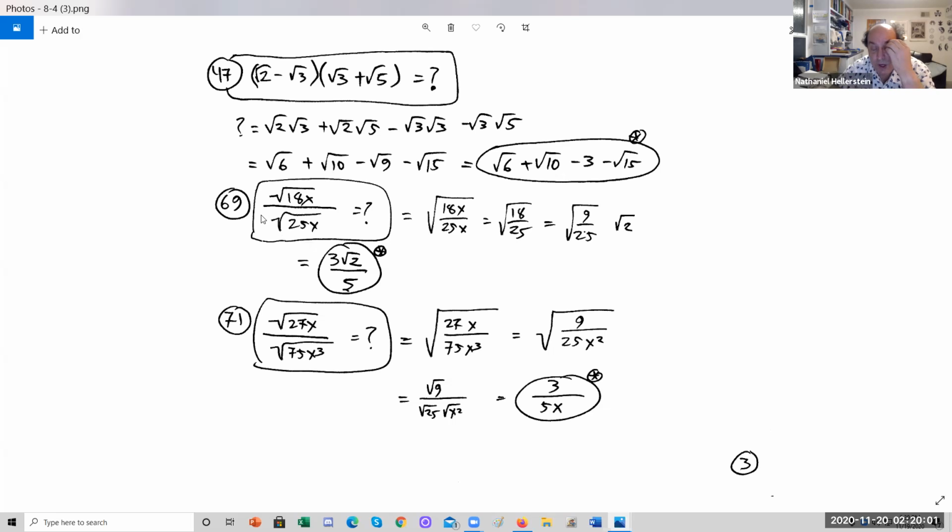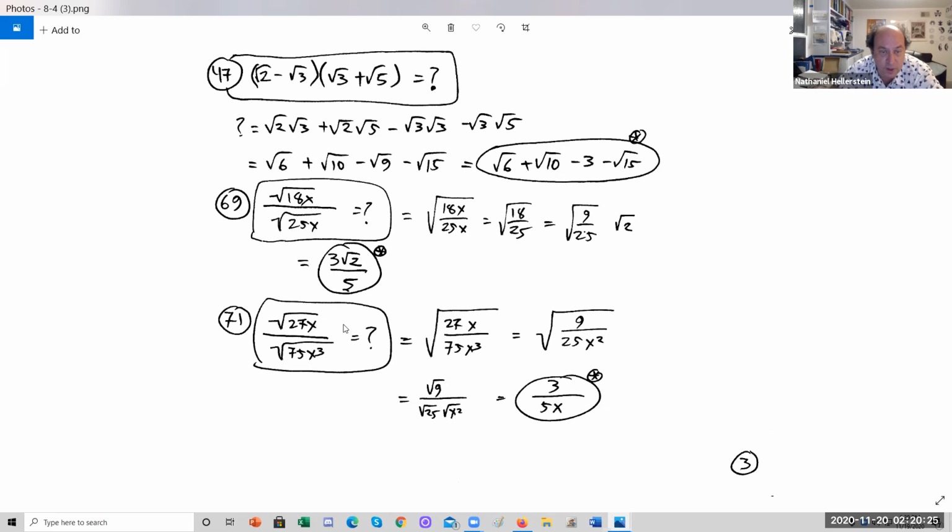Here we have a ratio of roots: root 18x over root 25x. Okay, we merge that into a single root, root of 18x over 25x. The x's cancel. Root 18 breaks into root 9 times root 2. 9/25 is the square of 3/5. So you get 3/5 root 2 here.